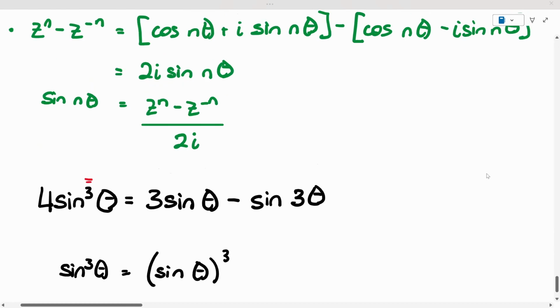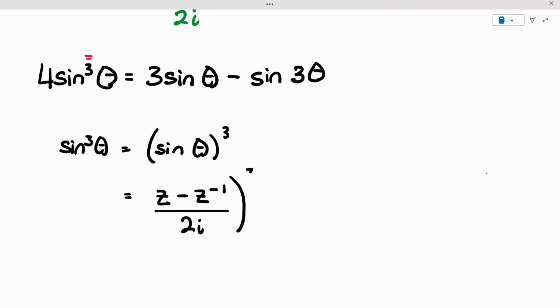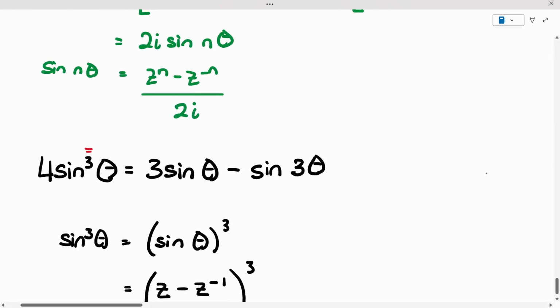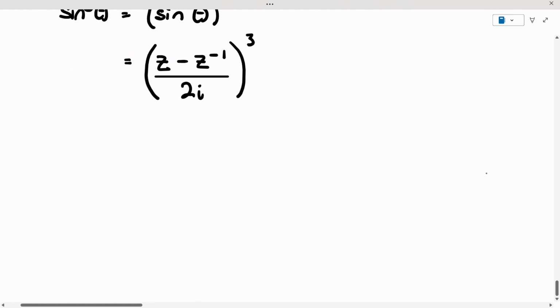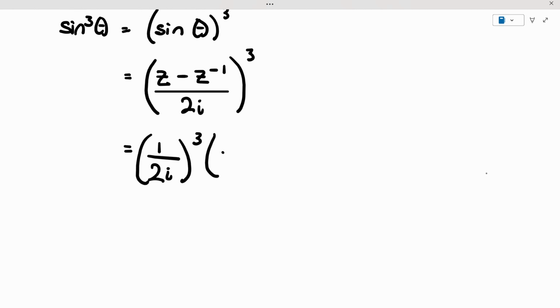All right, so the identity will give (z minus z to the minus 1) all over 2i, raised to the power 3. Now this thing here in the bracket just came from sine n theta equal to this, but using n equal to 1, right? Right, so let's expand this. So first, we could take out the fraction. Then we'll have (z minus z inverse) to the power 3, right?